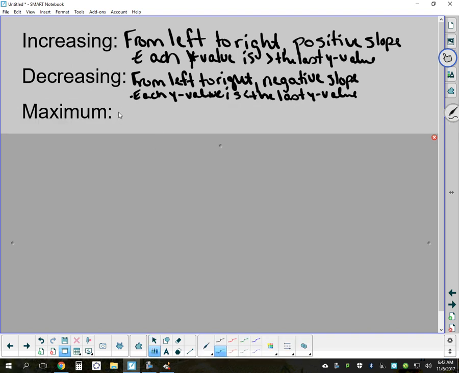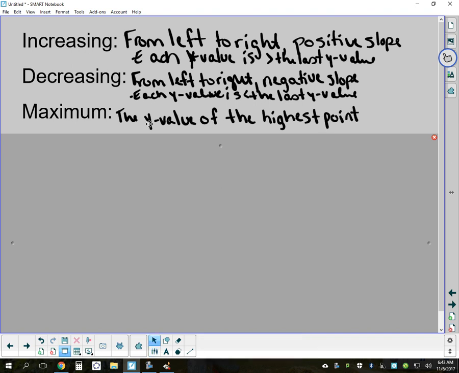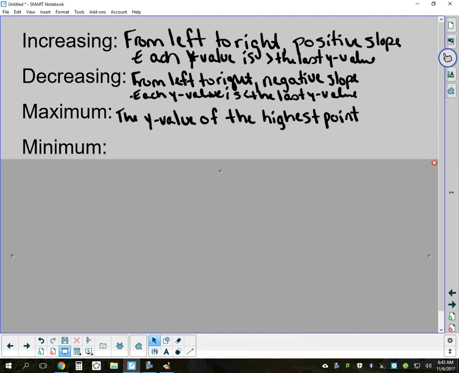The maximum is the y value of the highest point of your graph. The minimum is the y value of the lowest point on your graph.